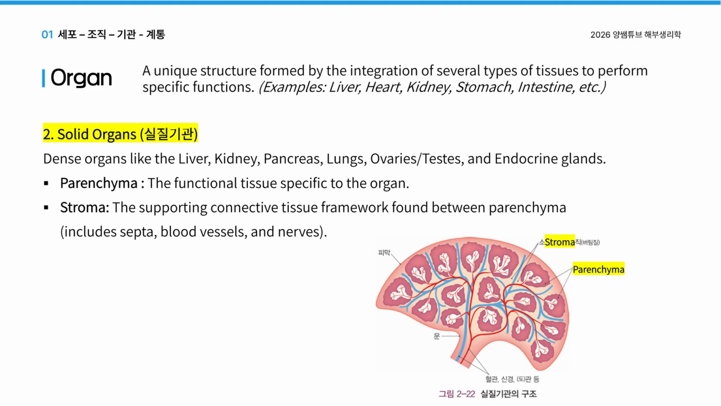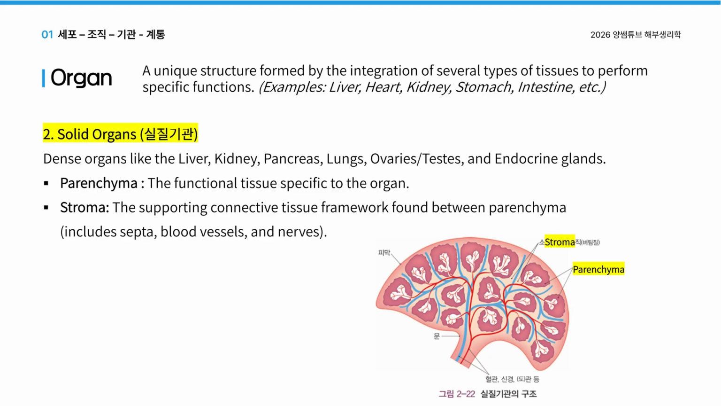First, the parenchyma. This is the functional tissue. It consists of the cells that actually perform the organ's specific tasks, like the filtering cells in the kidney or the secreting cells in a gland. In the diagram, these are the clustered units performing the main work.